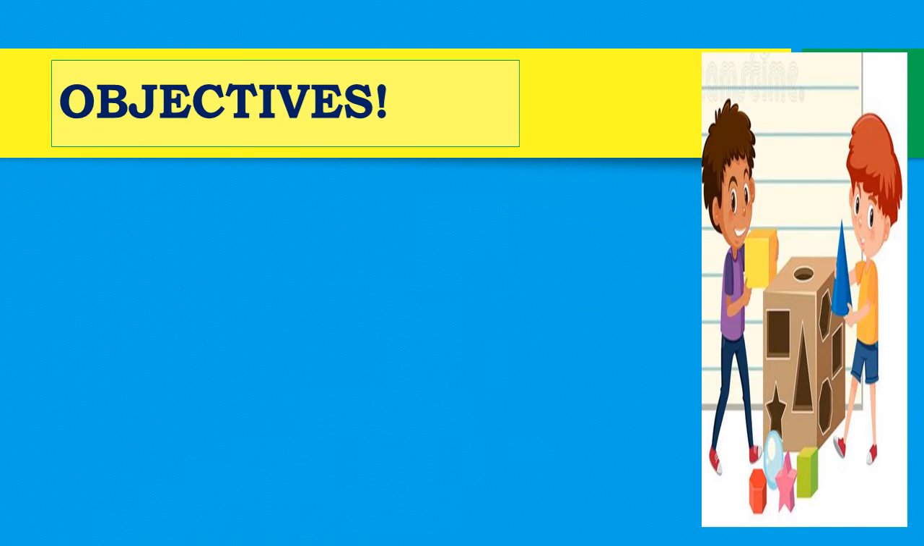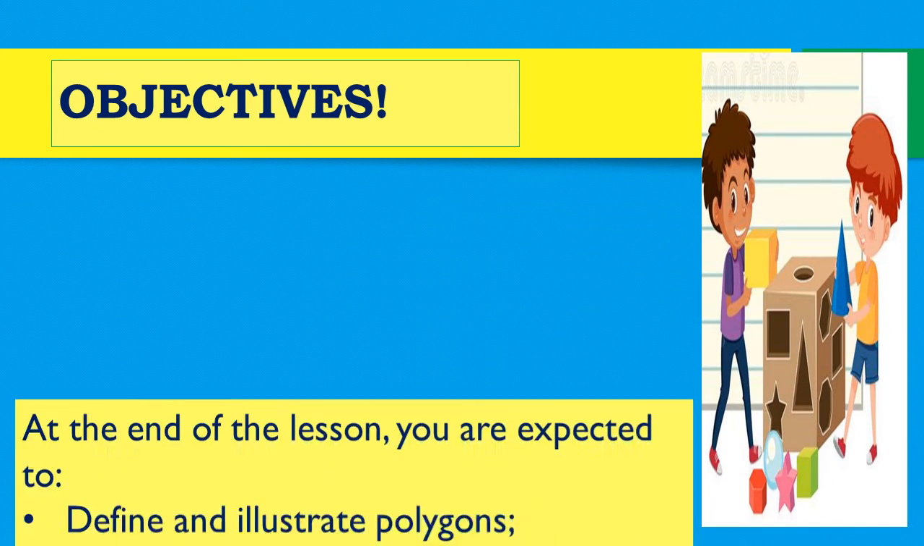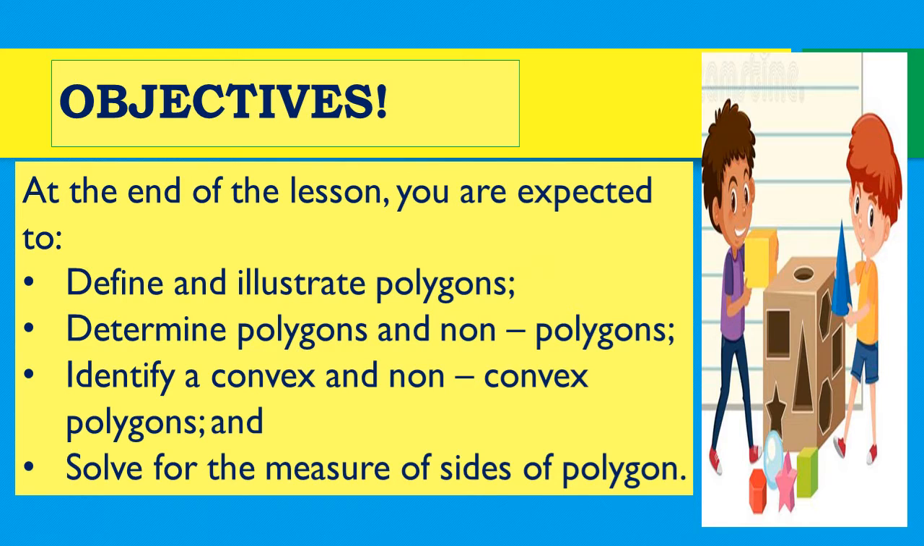May I present to you first our objectives for today's lesson. At the end of the lesson, you are expected to first, define and illustrate polygons. Second, determine polygons and non-polygons. Third, identify convex and non-convex polygons. And lastly, solve for the measure of sides of a polygon.